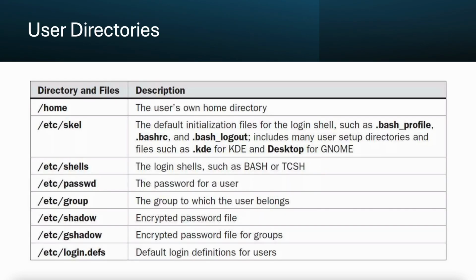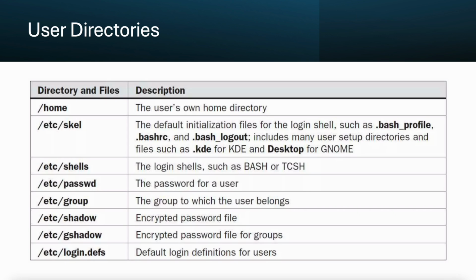There are a few directories and files which hold the user and group related information. The first is /home. It is the user's own home directory, followed by /etc/skel, the default initialization file for the login shell. Next is /etc/shells. It stores the login shell information. Next is /etc/passwd. This file is responsible for storing the user-related information, followed by /etc/group. It stores the group information to which the user belongs.